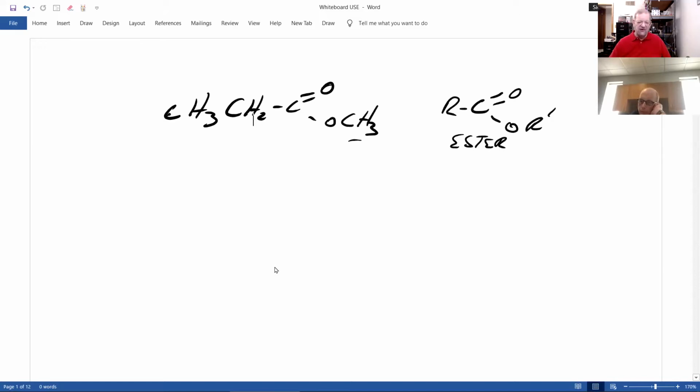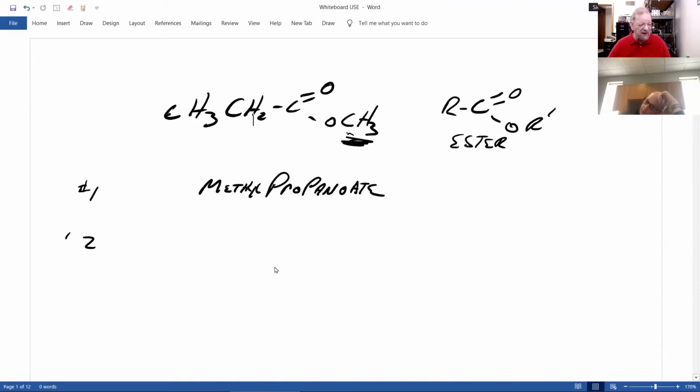So how do you do this? Well, if this were an H, that would be propanoic acid. And let's do method one. Drop the IC from the word acid from propanoic and add the letters ATE, propanoate. Say that five times quickly, no. And then the R prime, you put in the front the name of the alkyl group it is, which is methyl. So this is methyl propanoate.